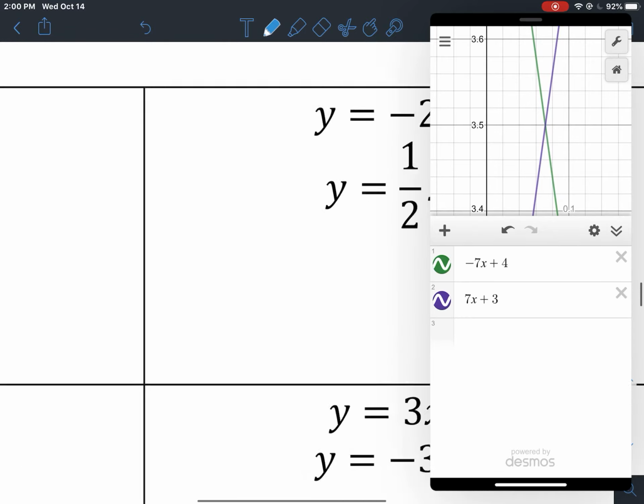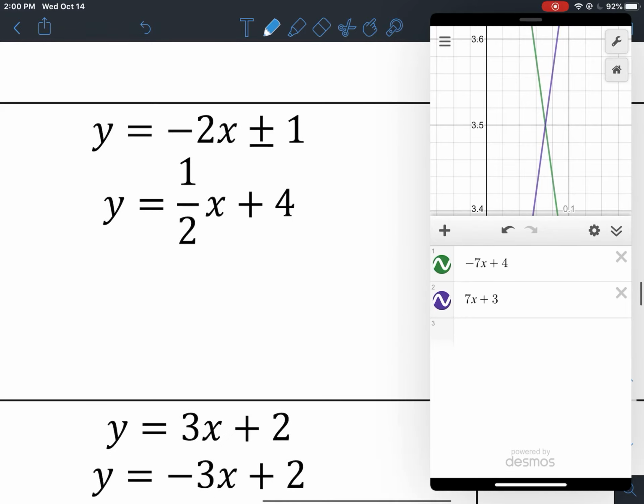Now for the second one, I don't know why it says plus or minus here. This is the symbol for plus or minus. I think it's just a typo, to be honest. You can either have plus or it can be minus. It doesn't really affect the problem at all.